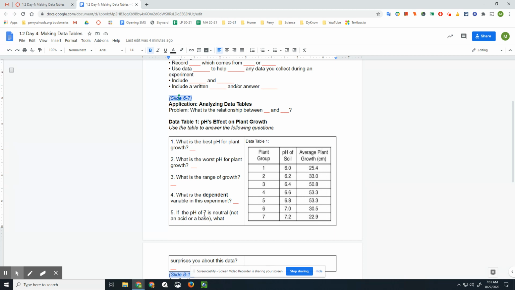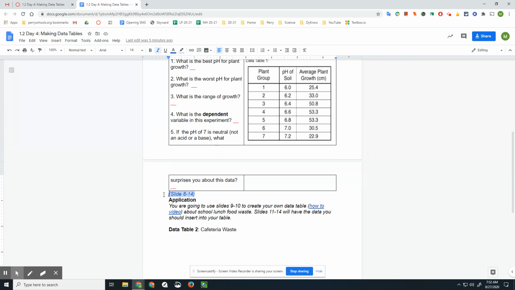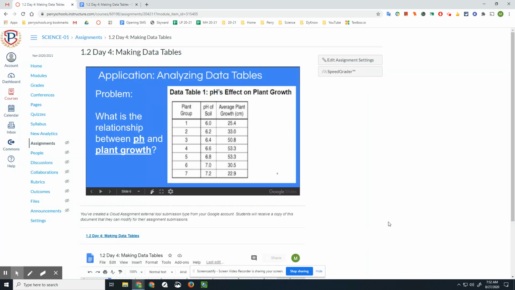All right, question 5. If a pH of 7 is neutral, meaning not acidic or basic, what surprises you about this data? 7 is neutral, and it has the least amount of growth. Here it is, and the second least, or third least, because this is lower, 25 and 22, but all the other ones are higher. It seems like if it was neutral, it would have the best growth, but it looks like lower pH is better. All right, and we're moving on to the next slides.